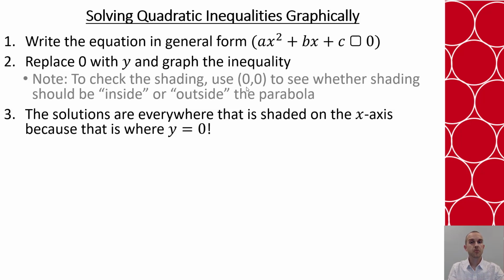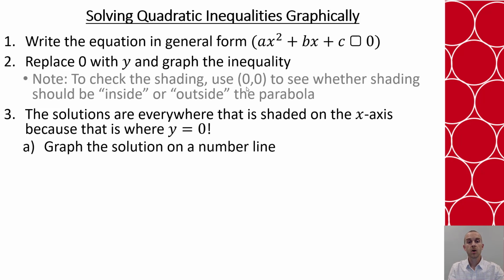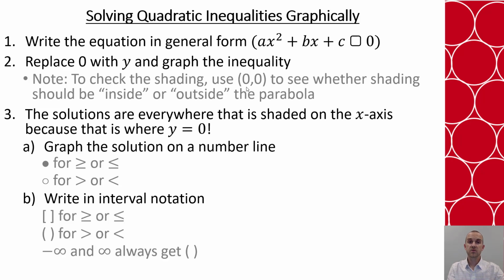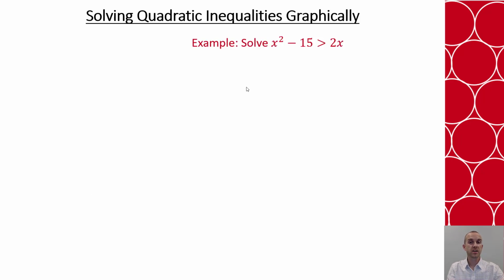Now we're looking everywhere on the graph in which the x-axis is shaded because, again, that's when y equals 0. We will put that on the number line, remembering that solid circles are for the equals to component and hollow circles are for just greater than and less than. And when we write the interval notation, we use brackets for the equals to component and we use parentheses for the less than or greater than component, as well as for the infinities, because you can never actually get to an infinity.